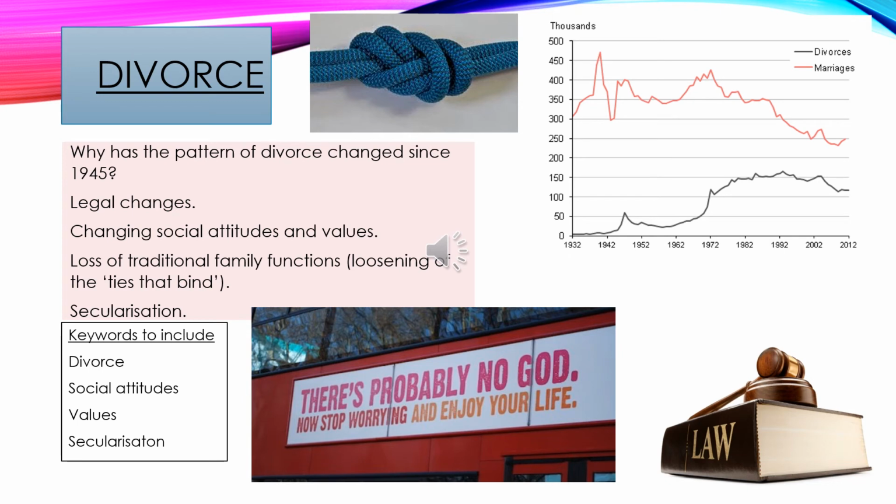Divorce. Obviously with marriage, we then need to look at divorce and why the pattern has changed so much since 1945. As you can see from the graph, divorce massively increased between the 60s and 70s when divorce was first legalised and widely accepted, and kind of steadily dropped again in the 2000s. Now, has this dropped because fewer people are getting married, so there's fewer people to get divorced, or is this to do with the idea that people are trying to make their marriages work longer?